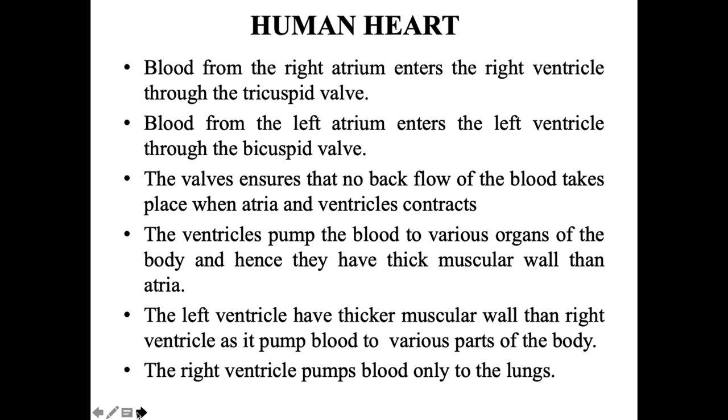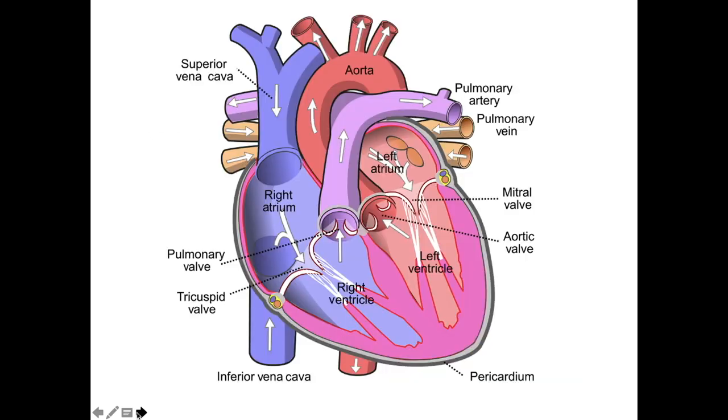Which side of the heart has the thicker muscular wall? The thicker muscular wall is that of the ventricles. But out of the ventricles also, which side has more thickness? The left ventricle has more thickness.